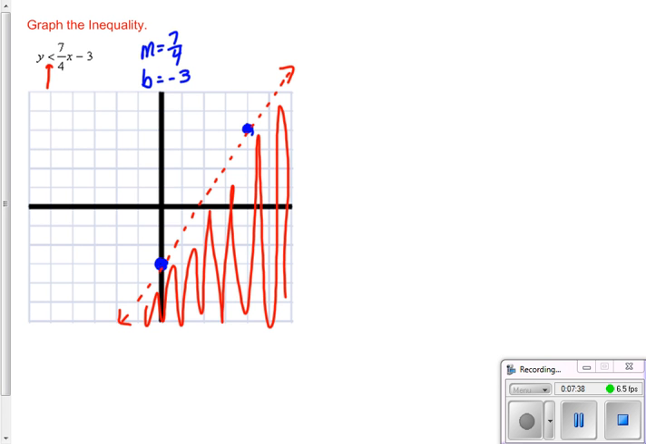Or you can use that test point. I could use 0, 0 again. I could put in 0 up here. 0 is less than, put in 0 for x. 7/4 times 0 is 0 minus 3. Is 0 less than 3? No, it's not. So this here is not a true statement, so I wouldn't shade on that side of the boundary. I'd shade below again.